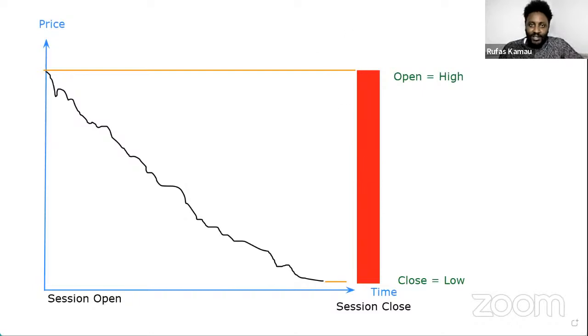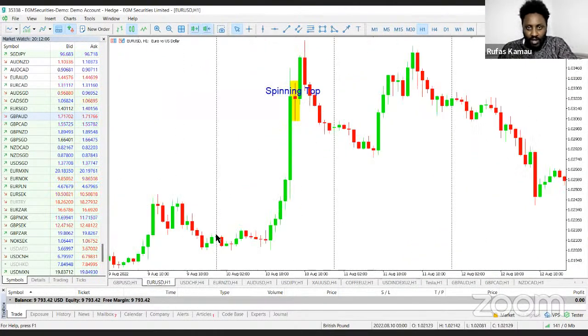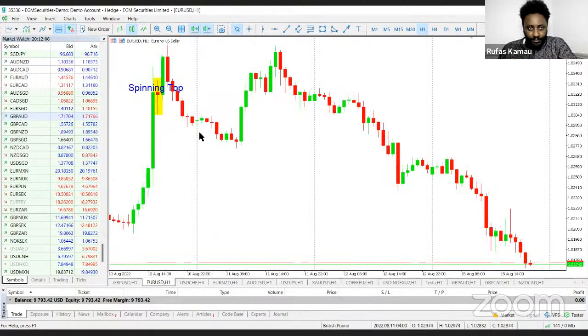So let's try and make this a little bit practical, and we go to the MetaTrader 5 trading application. So let's say we start with the Euro USD. Then we look at examples of the same.